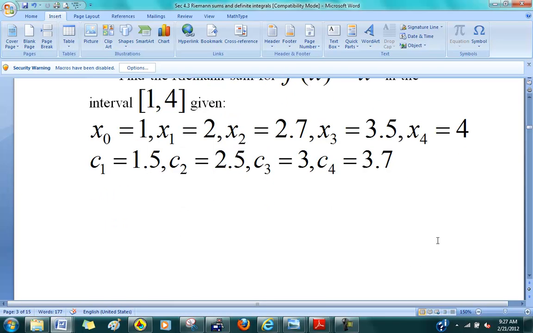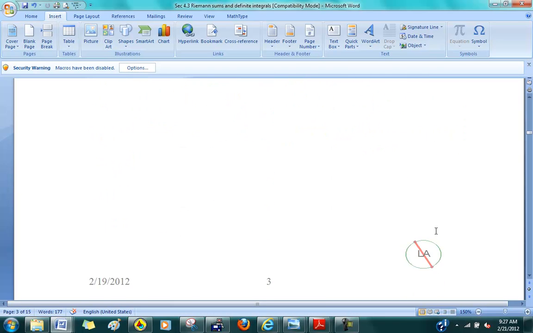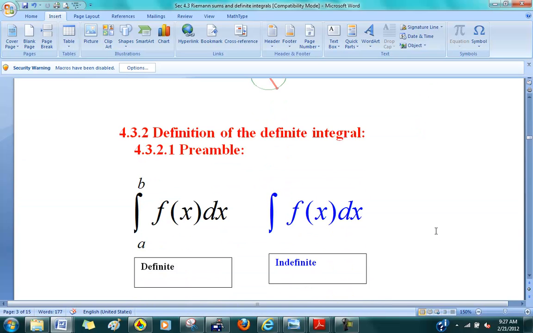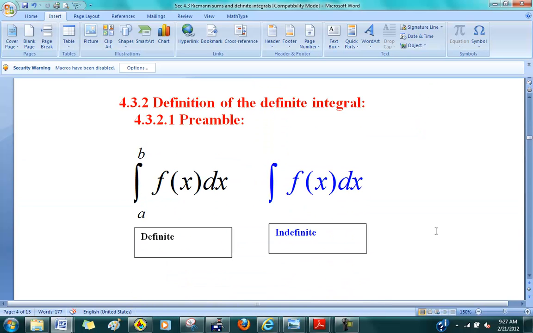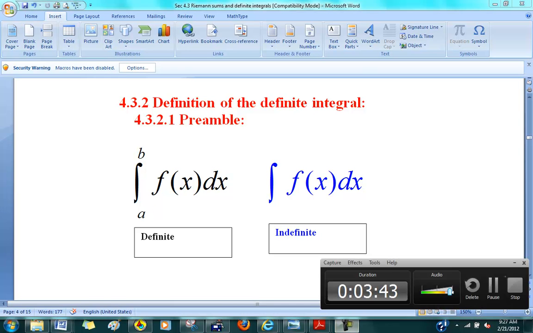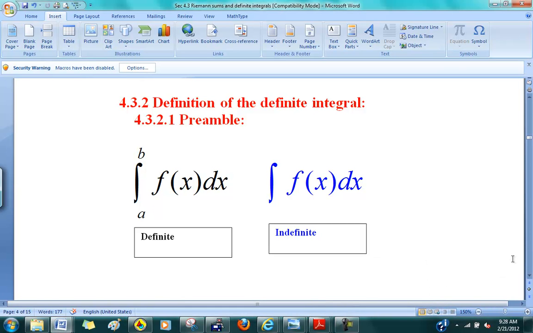All right. Why is this stuff important? Well, before we get there, just a quick preamble. You guys have seen this, been there, done that. The integral that's in black is called a definite integral. The one in blue is indefinite. The difference being that the definite integral has limits, upper limit and lower limit. So a is called the lower limit, b is called the upper limit.